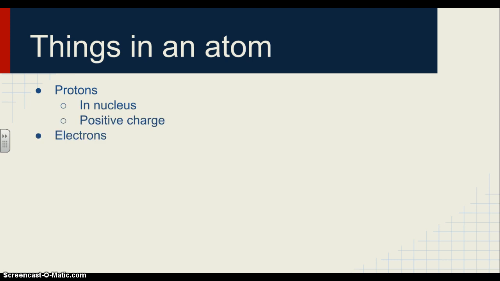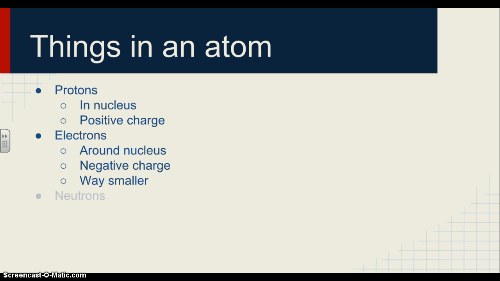We also have electrons, and as we've learned in quite some detail, exactly where the electrons are. They are around the nucleus. They have a negative charge. They're also way smaller than a proton, about 1/2000th the mass of a proton. So they're much smaller, as you may also remember from the scale of the universe video that we watched early on in the class. There are also neutrons.